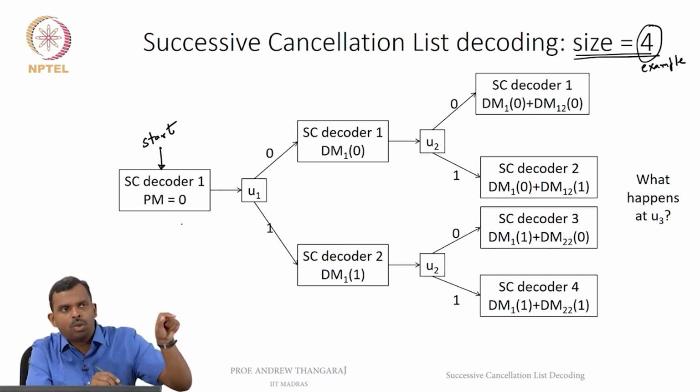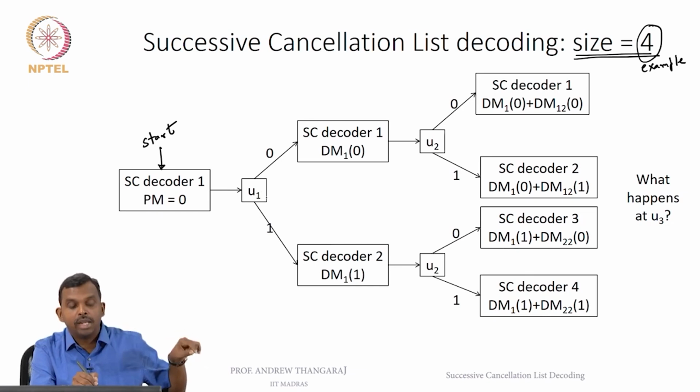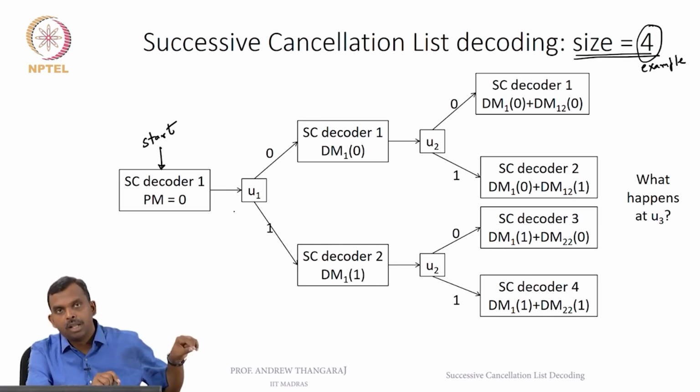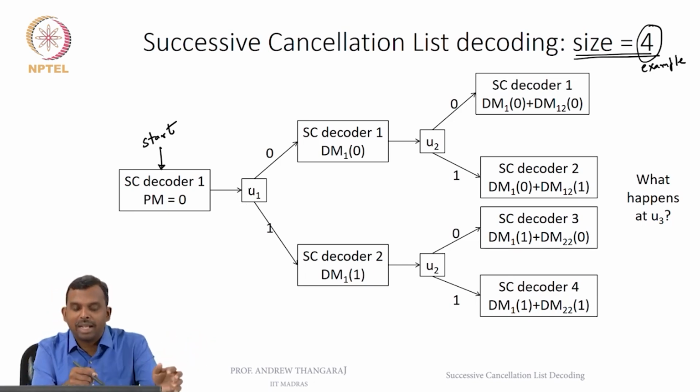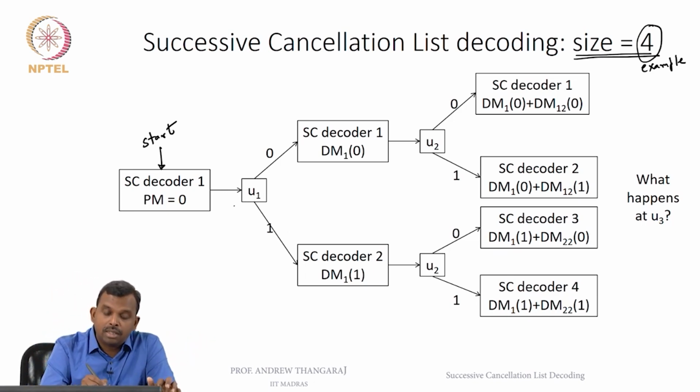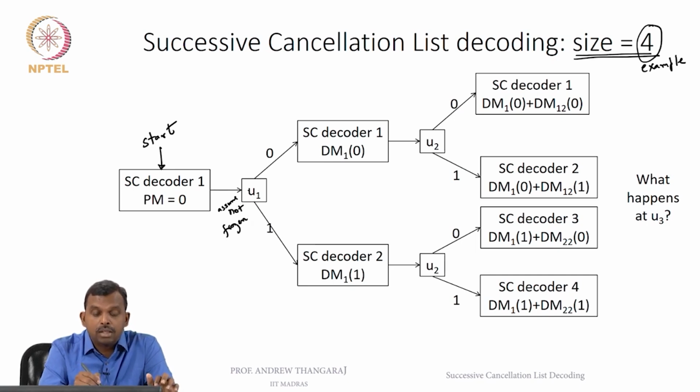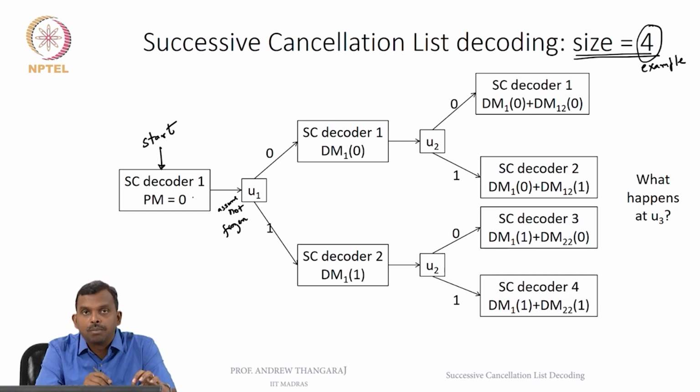You're going down left, down left, down left. You just have one decoder. You're not making any decisions till you reach U1. U1 is the first decision you make. Remember, U1 might be frozen. If it is frozen, you will not make this decision, and you will continue to be in one path. Here I am assuming u1, u2 and all are not frozen, I am not freezing anything.